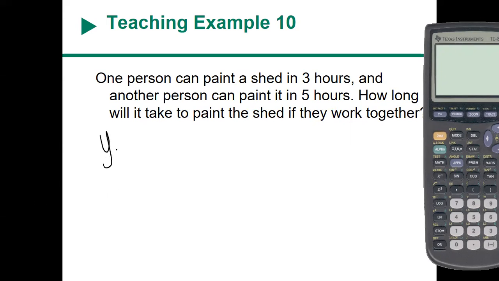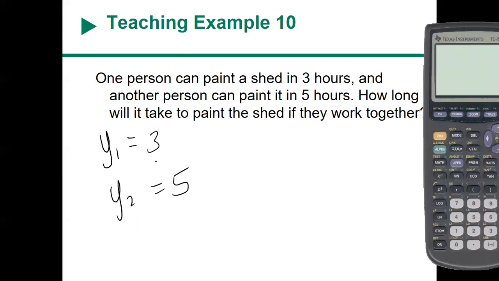So we have our Y1, first person, is 3 hours. And our Y2 person is 5 hours. And this person paints how many sheds? One shed every 3 hours. This person paints one shed every 5 hours.